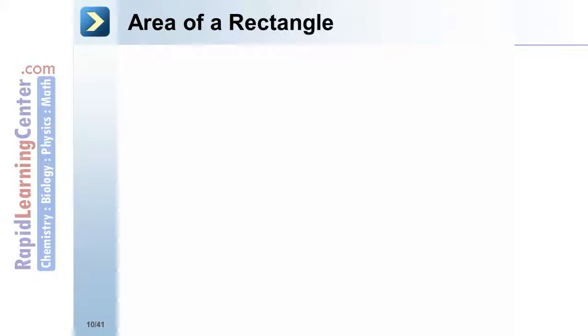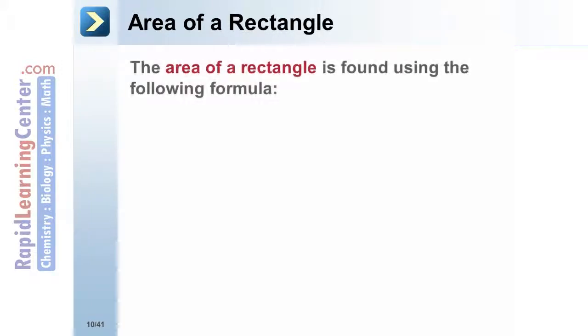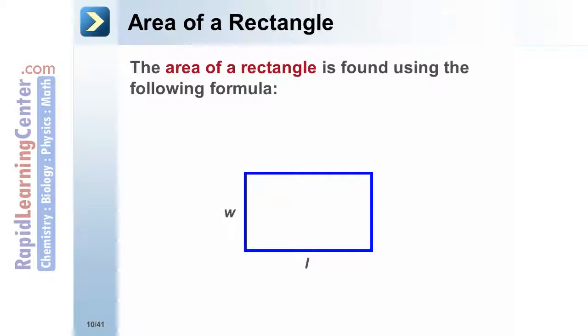Area of a rectangle. The area of a rectangle is found using the following formula. A equals L times W, where L is the length and W is the width.